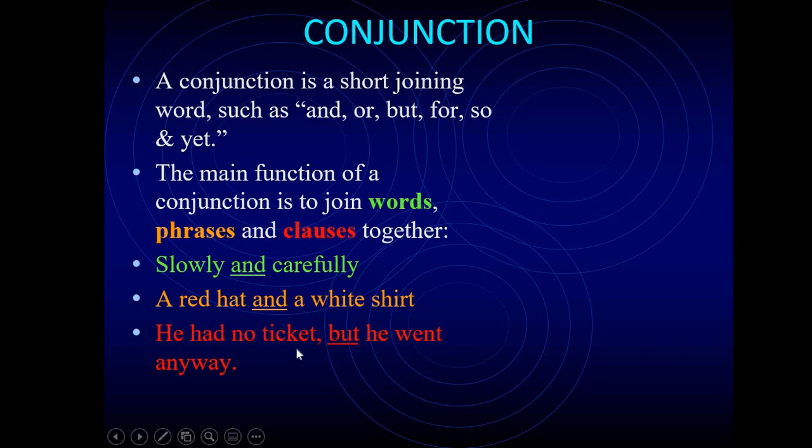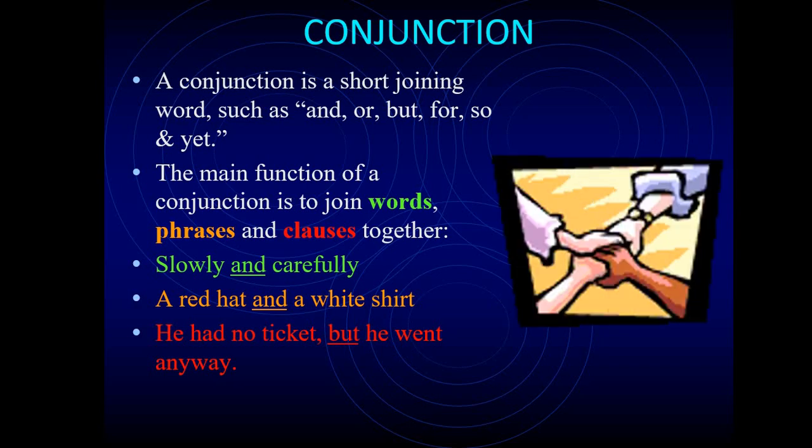So, he had no ticket is one clause. He went anyway. Now the difference between a phrase and a clause is that in a clause we have a subject and a verb. He is a subject, had is a verb. In a phrase there is no subject, no verb. So a conjunction is a word that connects two words, two phrases, or two clauses. They are gathered in the acronym FANBOYS: for, and, nor, but, or, yet, so.